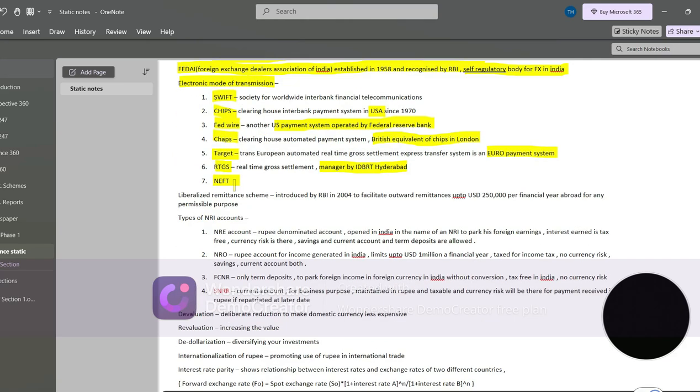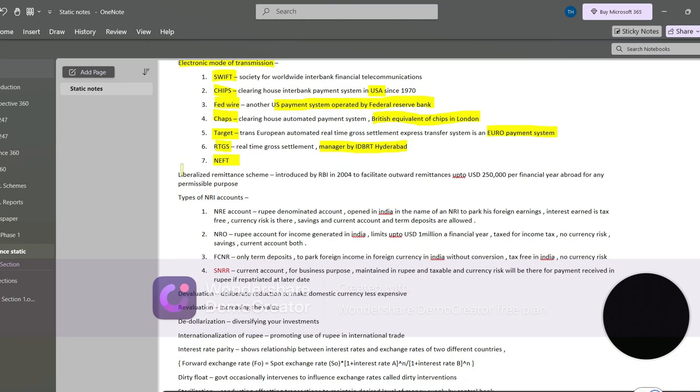Okay. Next is the Liberalized Remittance Scheme. It was introduced by RBI in 2004 to facilitate outward remittances up to 2,50,000 USD per financial year abroad for any kind of permissible purpose. Now let's look into some types of NRI accounts.